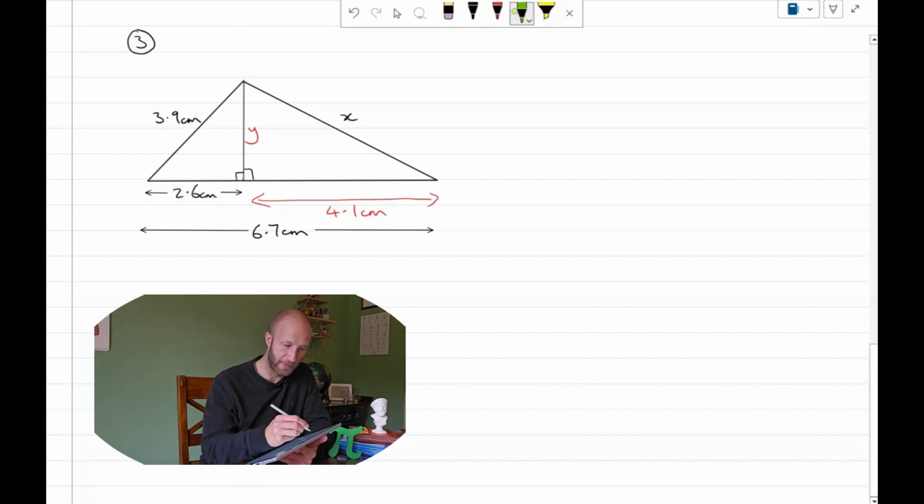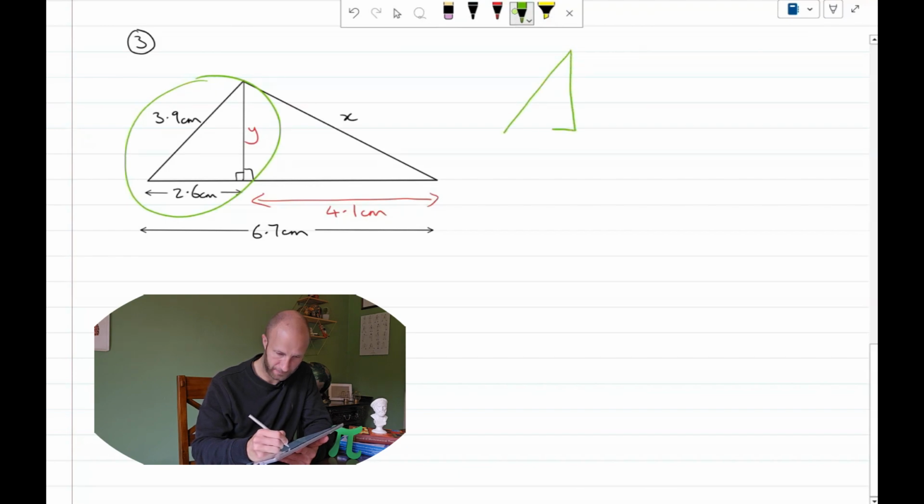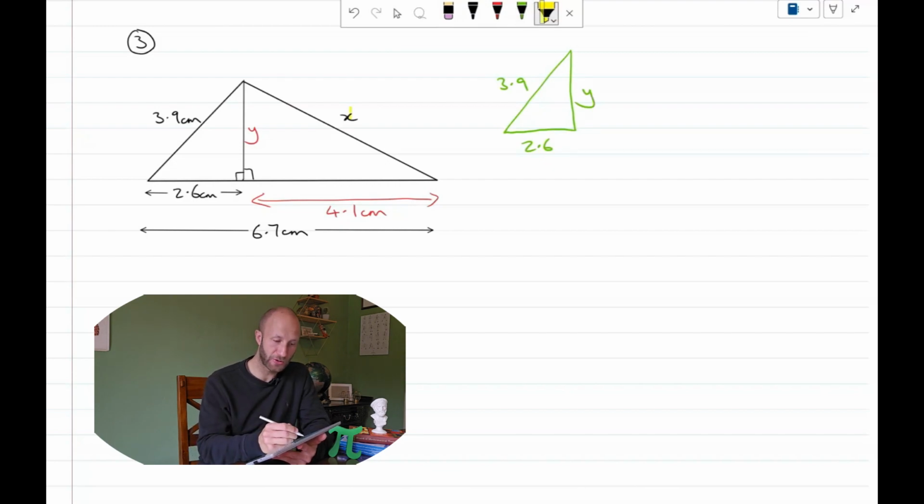I'm going to look at this triangle here on the left. Which looks a bit like this. And I've got 3.9 here, 2.6 here, and I've called this y. I don't really want to call it x because x is already in the question. And if I start using x, it suggests that they're the same length when they're not. So I'll just use a different letter. It doesn't matter, I can pick any letter that I want, just not x. So there's my little left-hand triangle, and I'm going to use Pythagoras' theorem on this.